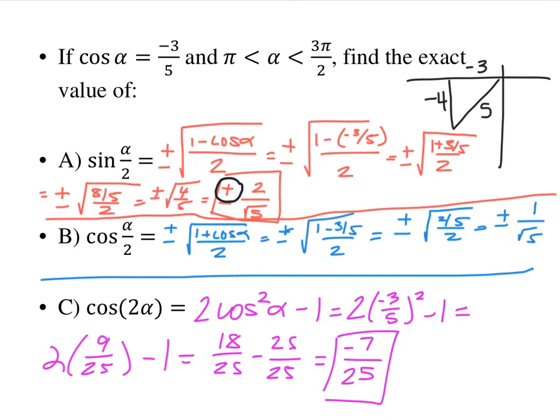Cosine of alpha over 2 is plus or minus the square root of 1 plus cosine of alpha, over 2. We know what cosine of alpha is. That's negative 3 over 5. So if you simplify this, you end up with plus or minus 1 over root 5. So now again, you have to decide what quadrant alpha over 2 is in. If alpha is in the third quadrant, if you cut it in half, it's going to end up here in the second quadrant.